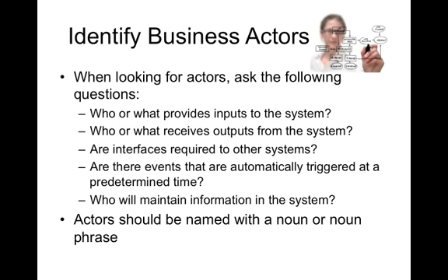You remember our system chart. We have input, process, and output. Who's providing input? Who gets the output? Are there interfaces to other systems? You may have other systems, like going to check someone's credit, or going to check inventory, or order new inventory.